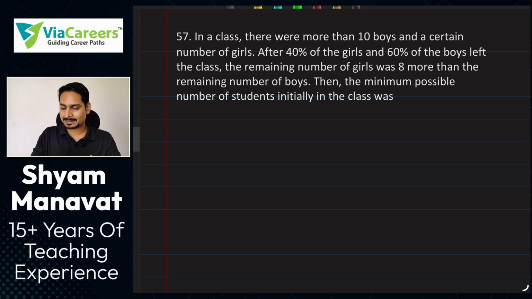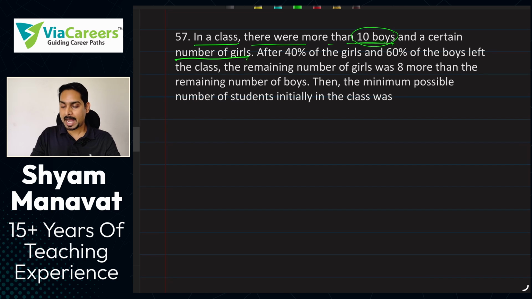So the question says, in a class, there were more than 10 boys, and a certain number of girls, we don't know that. Number of girls, number of boys also. It's just that the number of boys is more than 10. After 40% of the girls and 60% of the boys left the class, the remaining number of girls was 8 more than the remaining number of boys. The difference between the remaining. The minimum possible number of students initially in the class was.